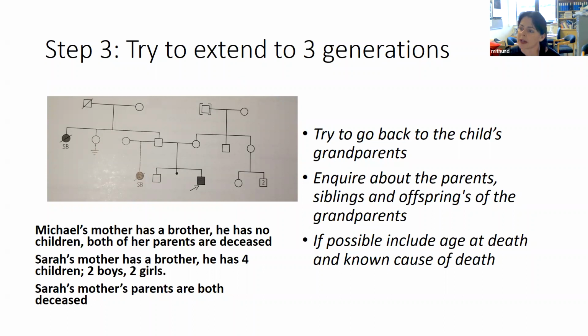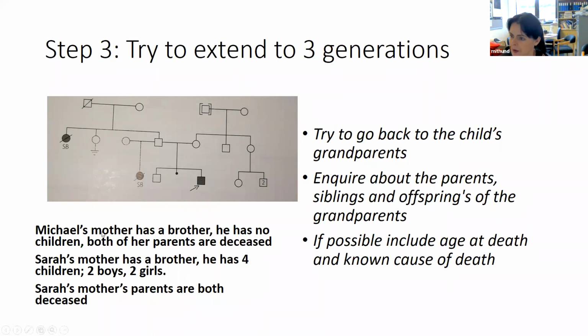So now we want to go back to get a bit more information about the grandparents, about the parents' siblings and the offspring of the grandparents. And if possible, we want to know a bit more about the age of death and the known cause of death. So obviously when we're looking for a family history of cancer, anybody who's died relatively young, potentially under the age of 60, suggests that there could be a genetic component. So cancer at a younger age suggests a stronger genetic component. So knowing the age of death is really important. If there's a family history where people are dying quite young, then it could be suggestive of an increased risk for a particular type of cancer.